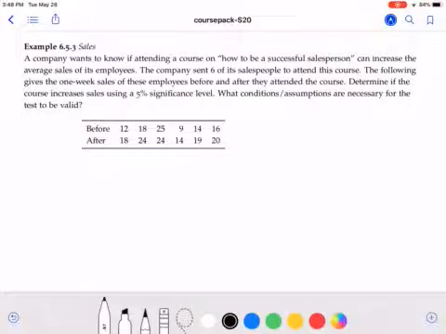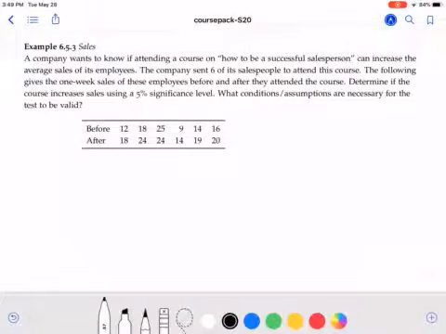A company wants to know if attending a course on how to be a successful salesperson can increase the average sales of their employees. So they sent 6 salespeople to attend the course, and we have the 1 week sales before and after attending the course. We want to know if the course increases sales at a 5% level and what conditions or assumptions are necessary for our test to be valid.